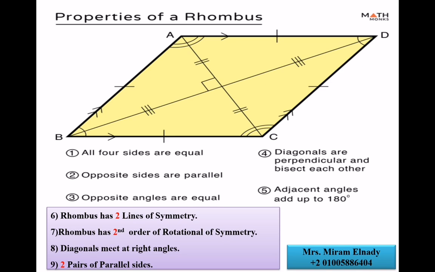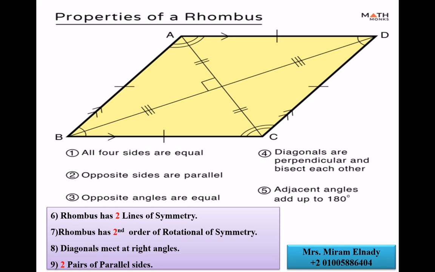What about the rhombus? We know that in the rhombus, four sides are equal. Parallel sides, yes, the sides are parallel, so it has two pairs of parallel sides. Diagonals meet at right angles, and lines of symmetry: 2. And the rhombus also has rotational symmetry of the second order.